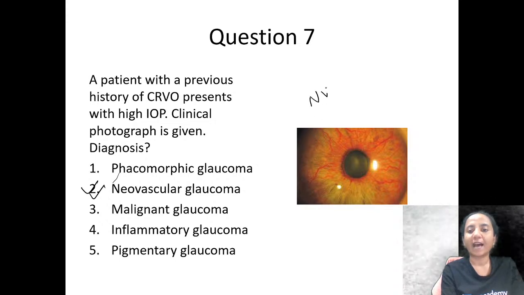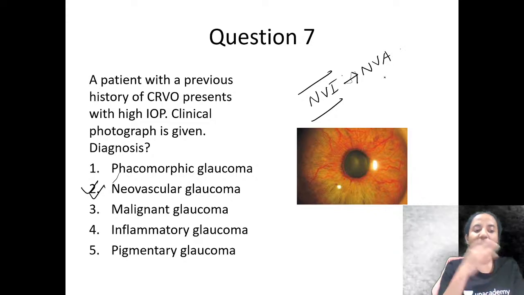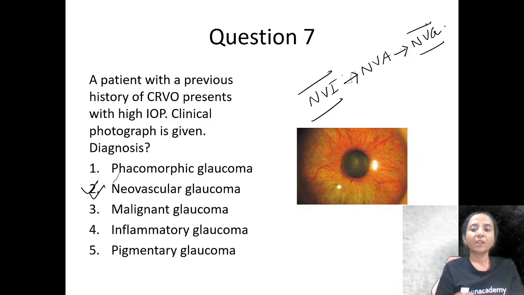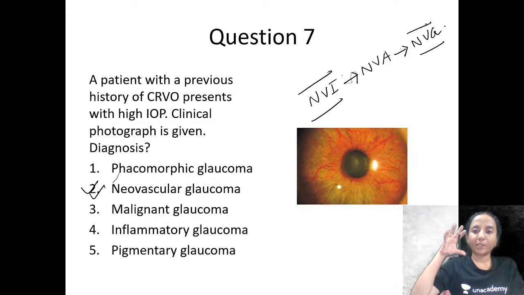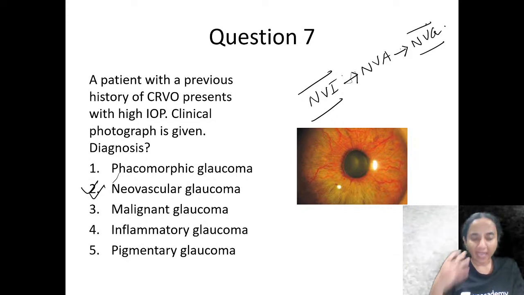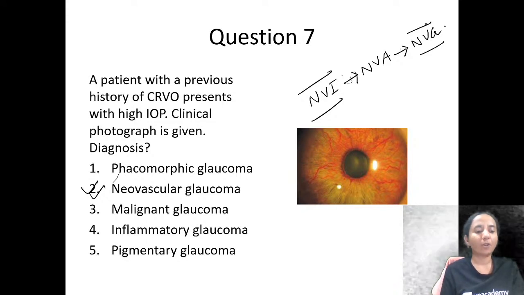This is NVI, that is neovascularization of the iris, right? And after that comes NVA, that is neovascularization of the angle. So NVI, then NVA, and neovascularization of the angle will eventually lead to NVG, that is neovascular glaucoma.